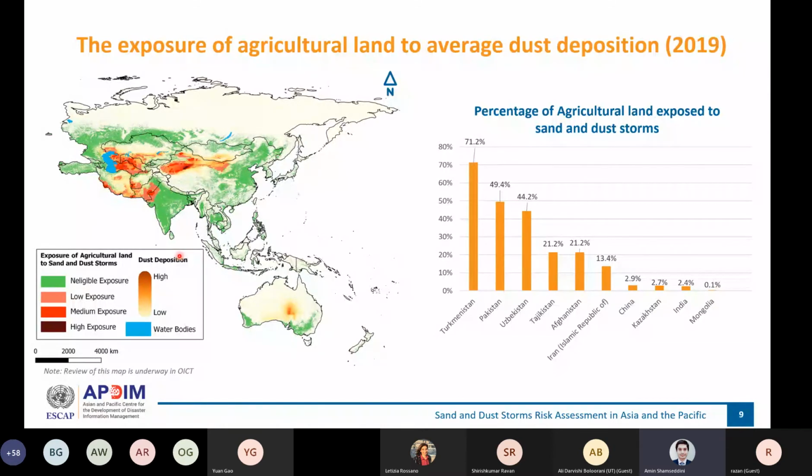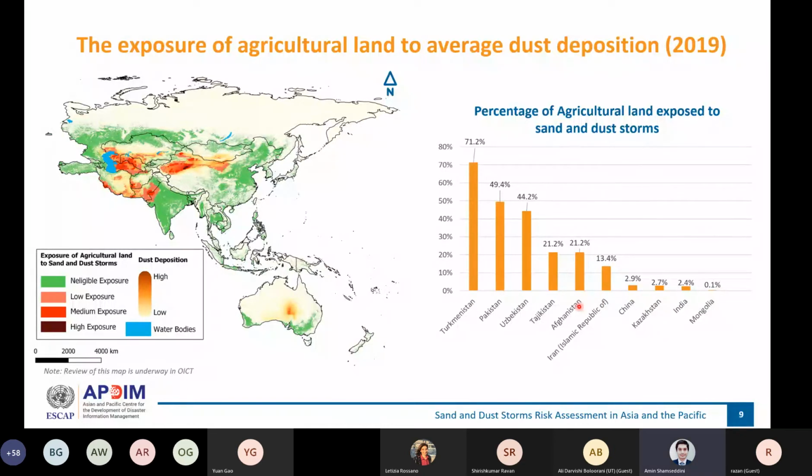At the right side of your screen, you can see the exposure of agricultural lands to average dust deposition in countries of Asia Pacific. As you can see, in Turkmenistan, more than 70% of agricultural land is exposed.